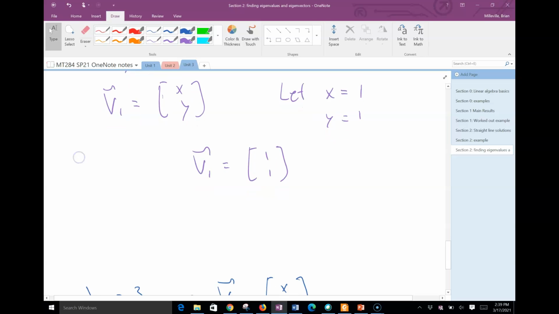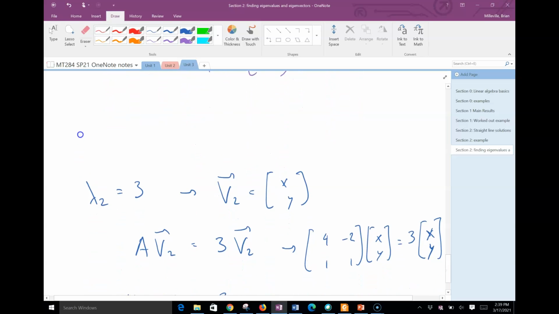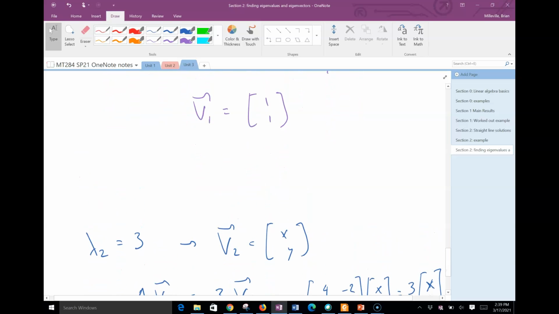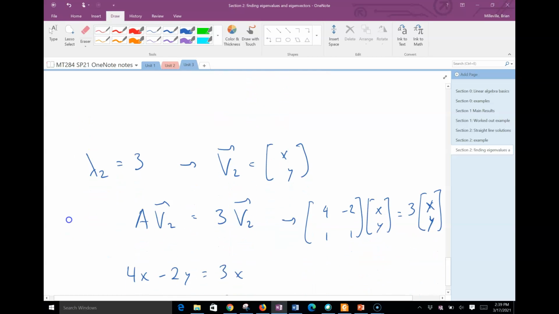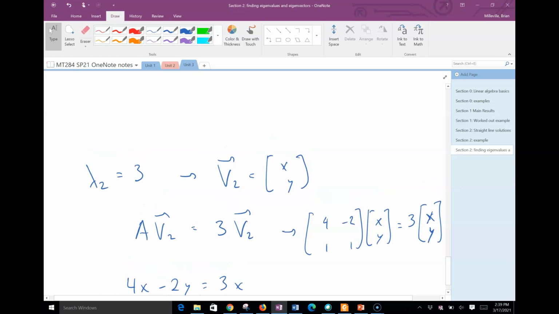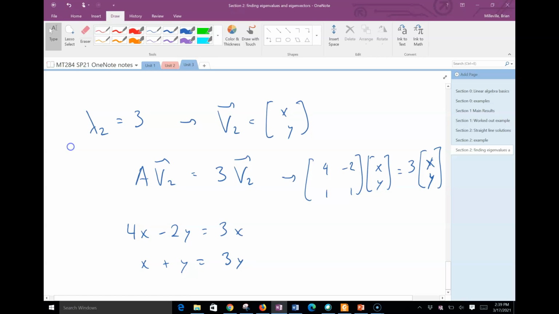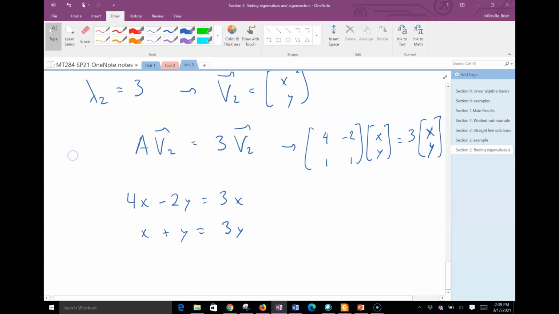I've done a little bit of the writing for the second eigenvalue. Remember, this other eigenvalue was lambda 2 is equal to 3. So we want to find some non-zero vector we're going to call capital V2 such that A times V2 is equal to 3 times V2. So we take the matrix A, multiply it by that unknown vector, and then set that equal to 3 times that vector. That leads us to this system of two equations, two unknowns we have right here.